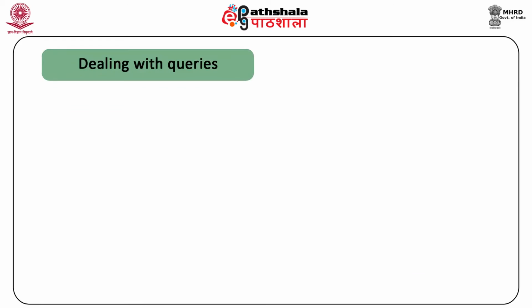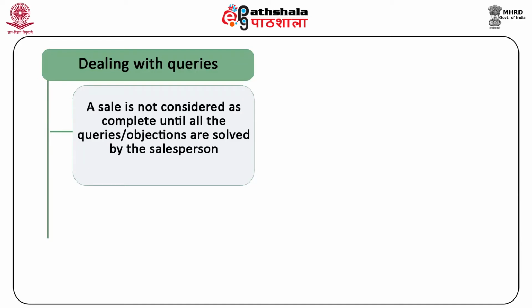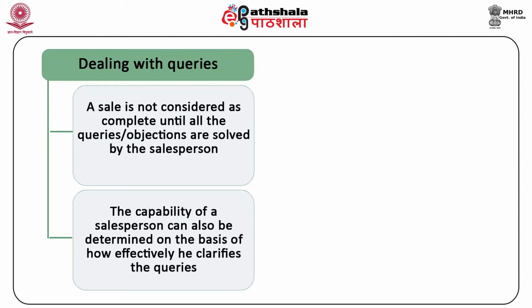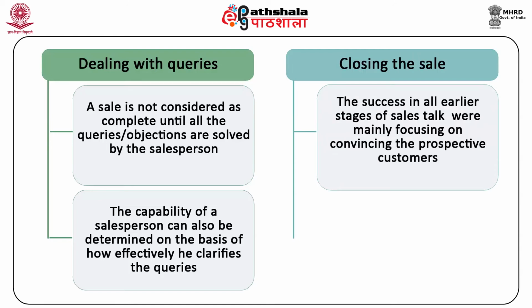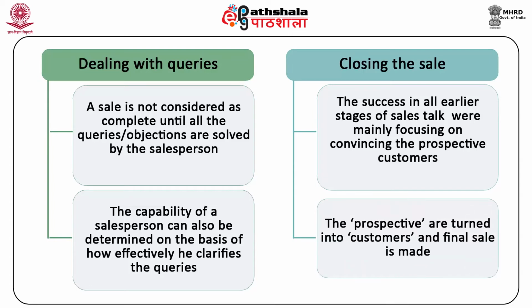Dealing with queries. A sale is not considered complete until all the queries or objections are solved by the salesperson. The capability of a salesperson can also be determined on the basis of how effectively he clarifies the queries. Closing the sale. The success in all earlier stages of sales talk, which were mainly focusing on convincing the prospective customers, finally leads to this last stage of closing the sale. The prospects are turned into customers and the final sale is made keeping in mind the needs and desires of the customers.